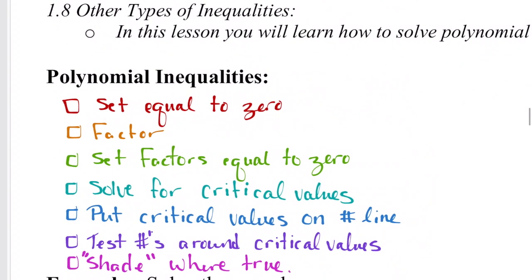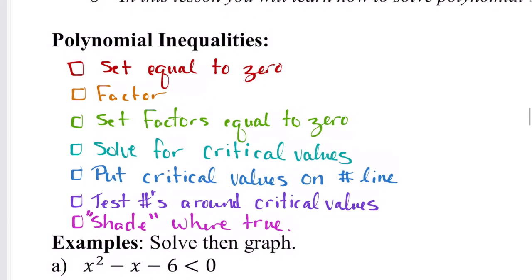So some of our steps here, whenever we're solving polynomial inequalities, it's a lot like just solving polynomials. Just we gotta do some checking at the end to see where the inequality will be. So we're gonna set things equal to 0. We're gonna factor. We're gonna set the factors equal to 0. We're gonna solve for critical values. And so the critical values are the equal to sign, even though we don't have the equal to sign, it's kind of like in our minds. So those are the critical values.